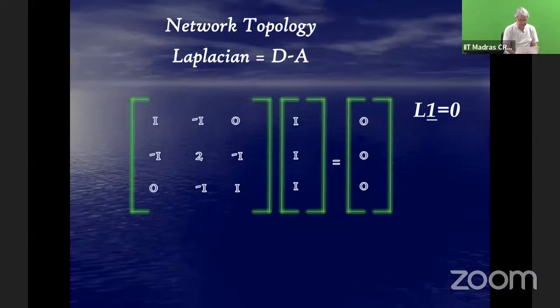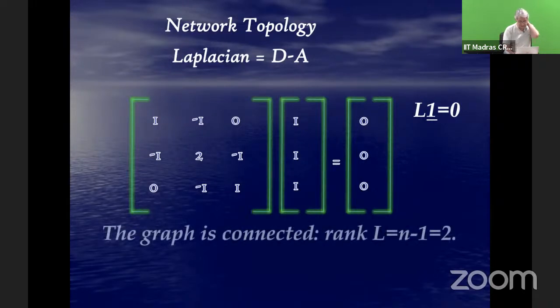The Laplacian is very interesting because when you apply the Laplacian to the vector 1, 1, 1, you get 0, 0, 0. I'm not going to be very rigorous here. So this tells you that if you want to find out if a vector of 3 entries has exactly the same entries, you apply the Laplacian, and if it gives you 0, that's the case.